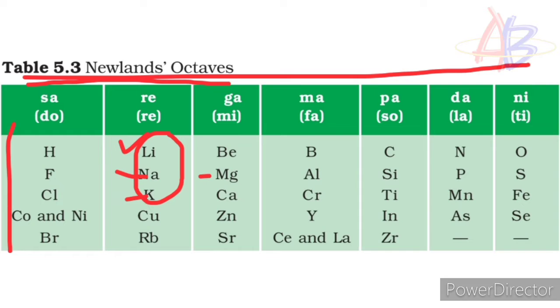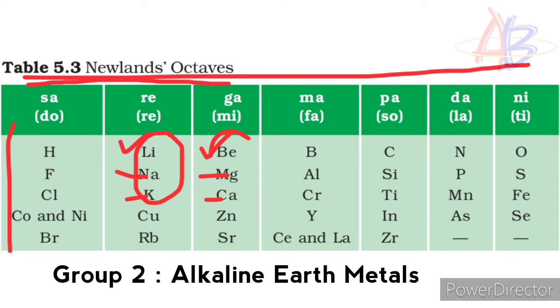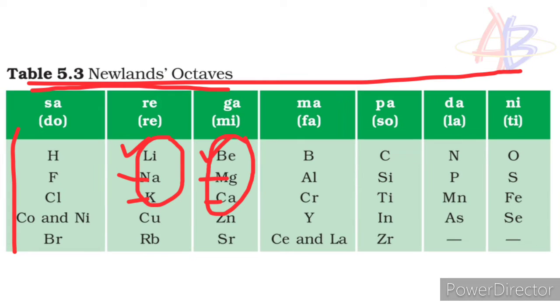Just like that, magnesium, which is the 8th element after beryllium, and calcium, which is the 8th element after magnesium, exhibit similar properties. Therefore, all three of them are placed in the modern periodic table, that is group 2, beryllium, magnesium and calcium. So was this law of octaves perfect? No, it was not. It had some limitations. Let's see what were the limitations of Newland's law of octaves.